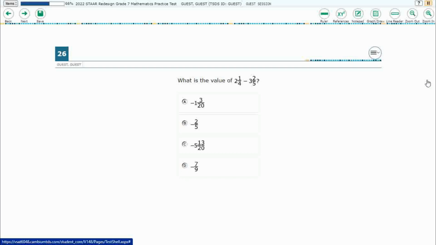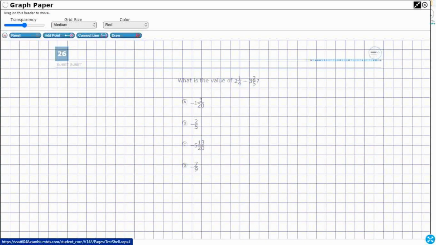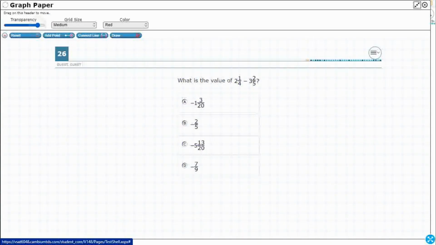So we've got 2 1/4 minus 3 2/5. So 2 something is smaller than 3 something, and so you notice that all of our answer selections are negative. So really there's two main ways that we can solve this problem. One would be to go ahead and find the same denominators. You can't add or subtract fractions or mixed numbers if the denominators are different.